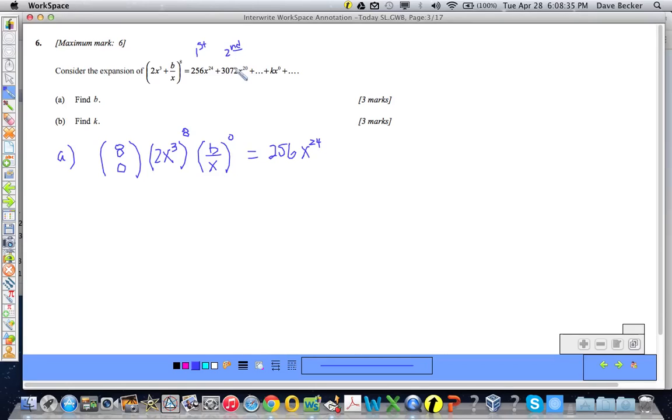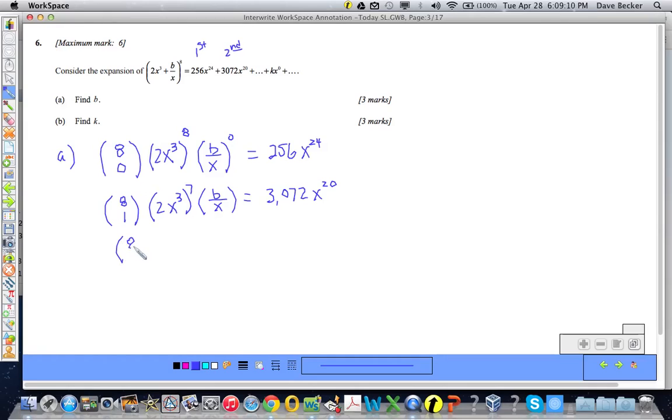So we're going to use our second term. Well, our second term is given by 8 choose 1. So that's going to be 8 choose 1, 2x cubed to the 7th power, 8 minus 1 is 7, times b over x to the first power, which I am not going to write. And we know that that is equal to 3072x to the 20th. And if we want to make sure that we're correct, let's make sure that we end up with x to the 20th when we simplify this.